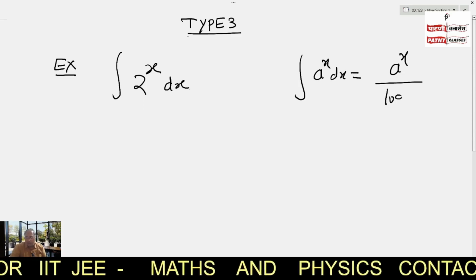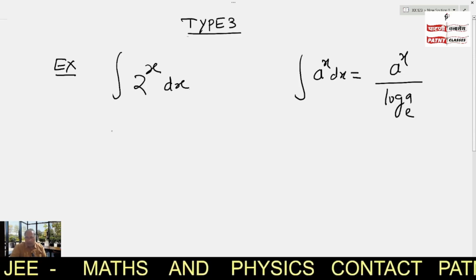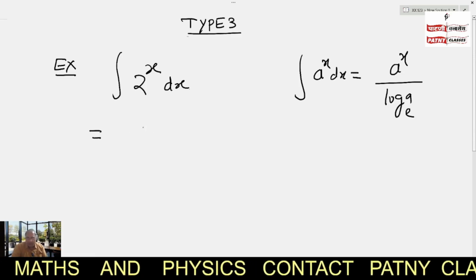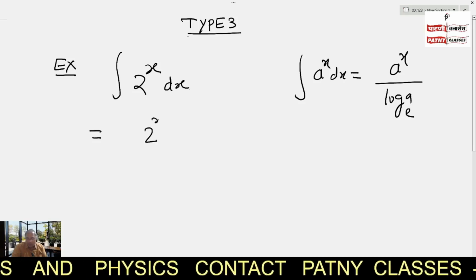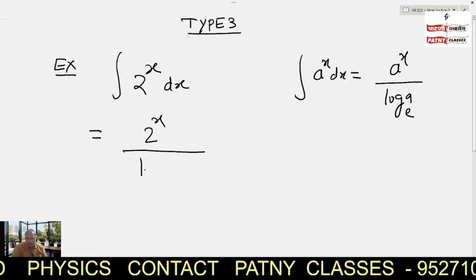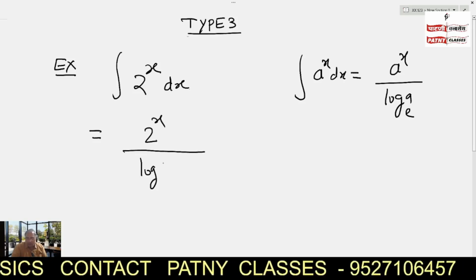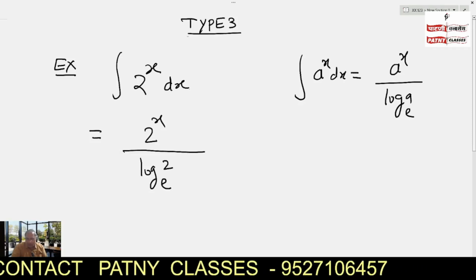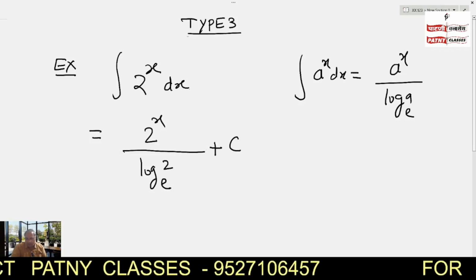So now what we do, we apply this formula. Integration of 2 raised to x is nothing but 2 raised to x upon log a, where a equals 2, therefore 2 raised to x upon log 2 to the base e, plus c.